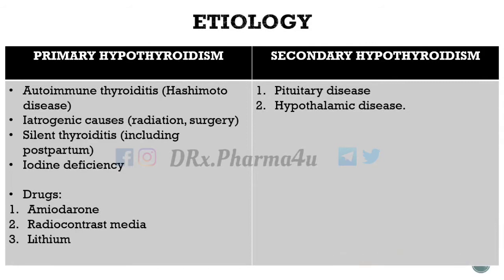Silent thyroiditis. Silent thyroiditis means it does not involve autoimmune pathophysiology or etiology. It can be thyroiditis, or inflammation of the thyroid gland, due to some other reason. Thyroiditis means inflammation of the thyroid gland. So it also includes postpartum. Postpartum means after delivery. That is why there is a condition known as PPD, postpartum depression. So this is very, very commonly seen in females.